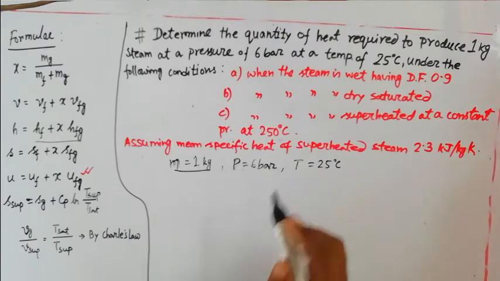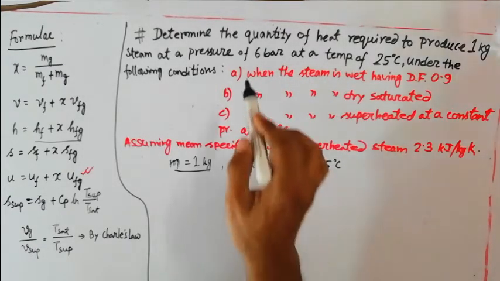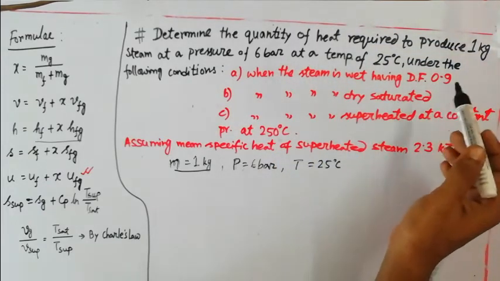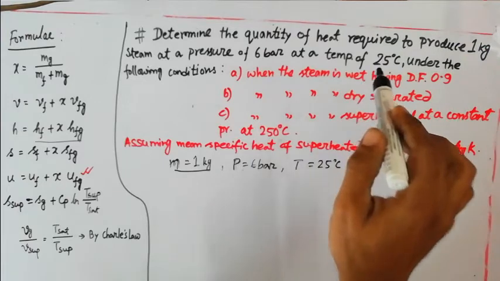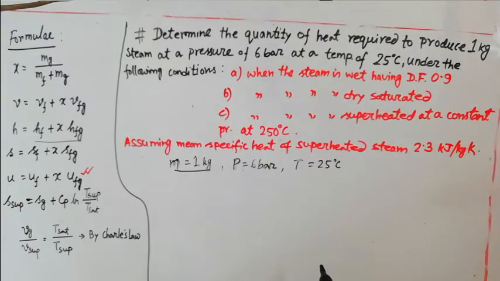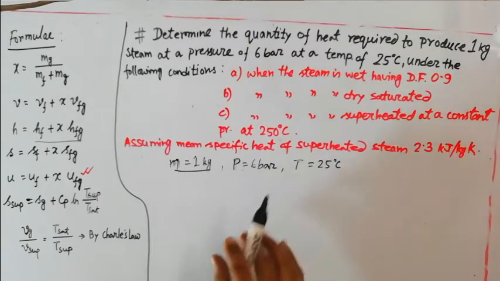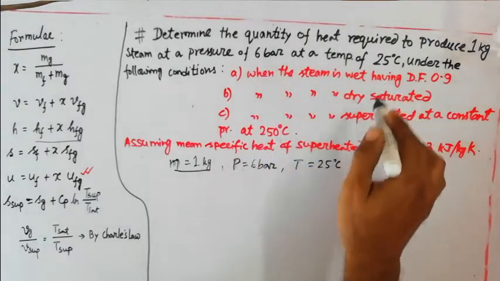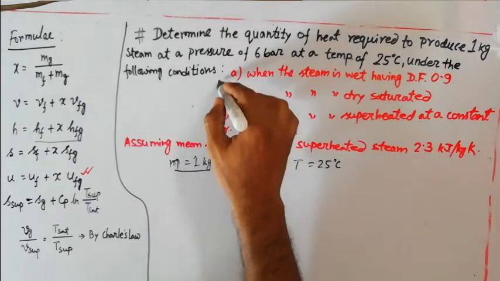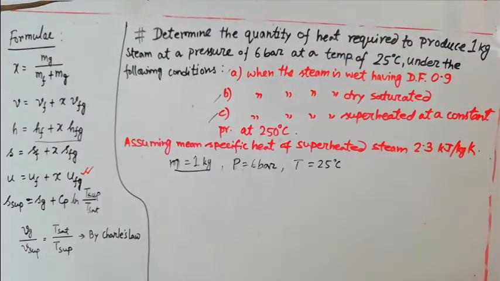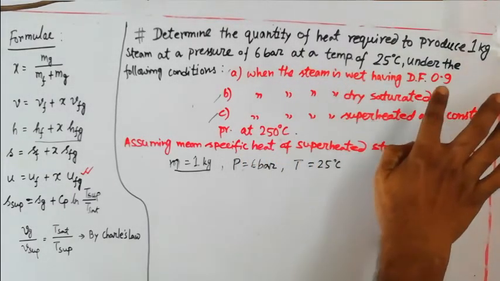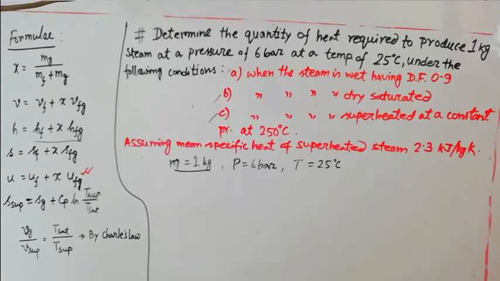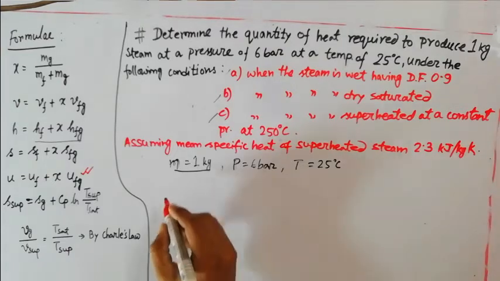Now, under the following conditions we have to find the quantity of heat. Determine the quantity of heat required to produce 1 kg steam at a pressure of 6 bar at a temperature of 25 degrees centigrade. So we have to produce a steam of 1 kg at a pressure of 6 bar and a temperature of 25 degrees centigrade under these following three conditions A, B, C, and you have to find what amount of heat is actually required to produce that steam. The first condition is when the steam is wet, having dryness fraction 0.9.